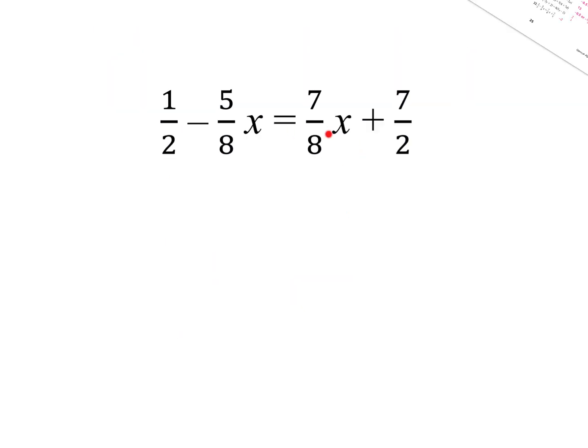Here's another example. This was straight from one of our worksheets. And we have a bunch of fractions. And of course, you want to get rid of all fractions at the same time by multiplying everything by the LCD. So how do we do that again?